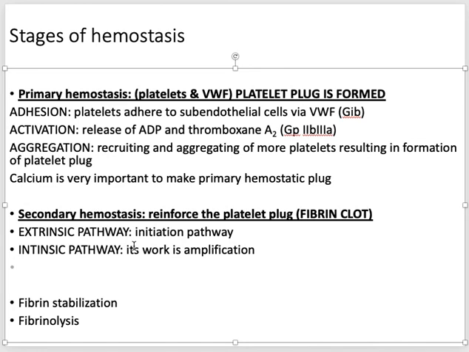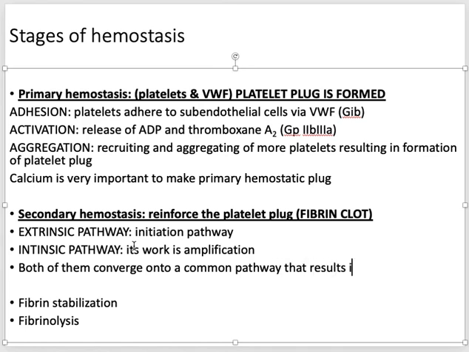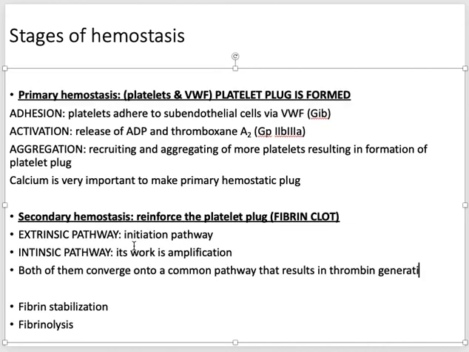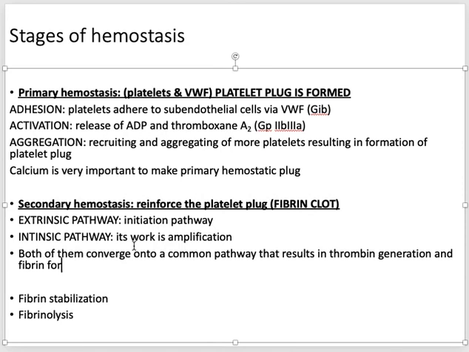So what is the end result of both of these pathways, guys? Both of them converge onto a common pathway. Okay, I will show you now what I'm talking about. And when they converge into the common pathway, that results in thrombin generation and fibrin formation.